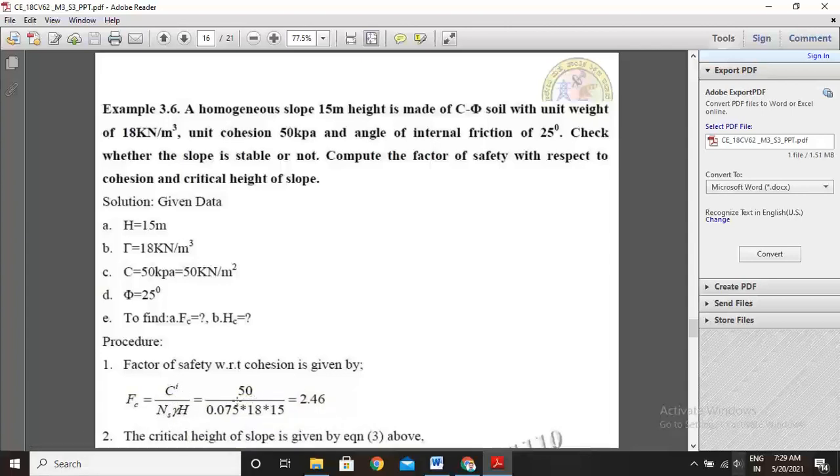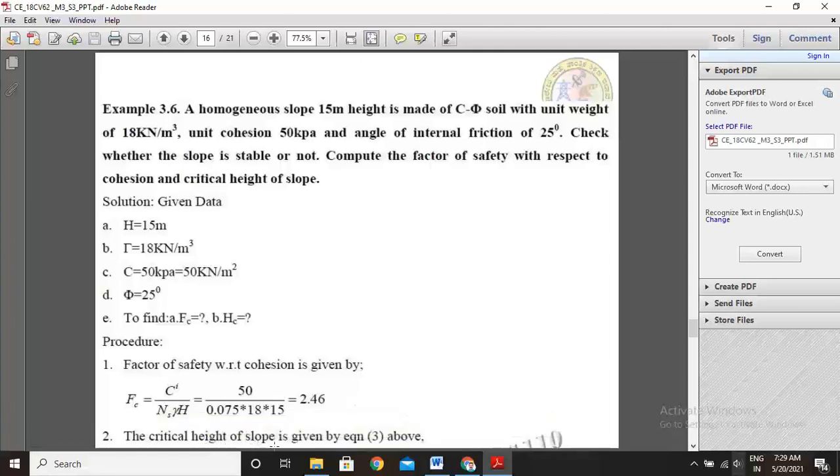So here substitute the values in this equation. C dash is 50 divided by Ns is 0.075. If Ns is not given, you assume, and gamma is 18 and h is 15. So now we are getting factor of safety with respect to cohesion is 2.46.